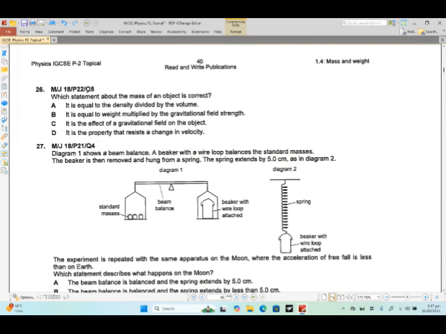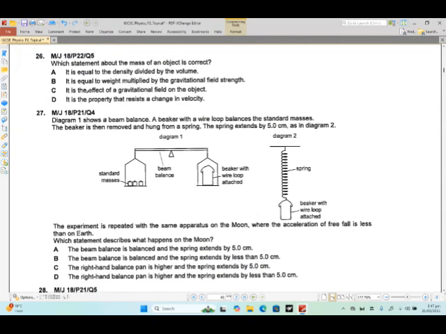Okay ji, question number 26. Which statement about mass of the object is correct? Mass is equal to the density divided by the volume. देख लेते हैं जी. No, it is equal to density multiplied by the volume. So ये correct नहीं है. It is equal to the weight multiplied by the gravitational field strength. नहीं जी. Weight over gravitational field strength is equal to mass. So it's divided by, not multiplied by.